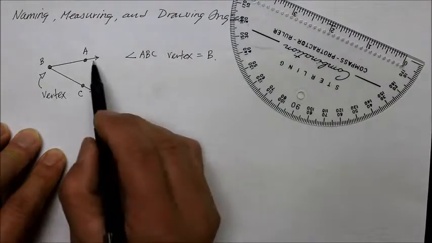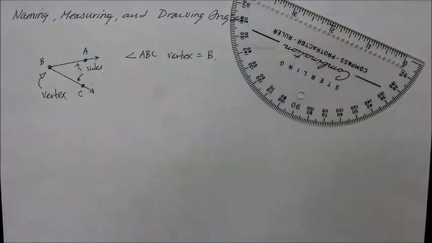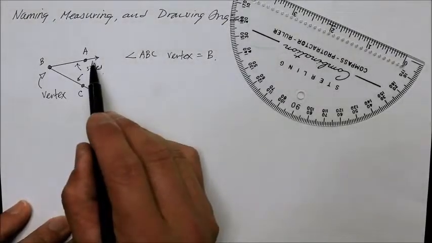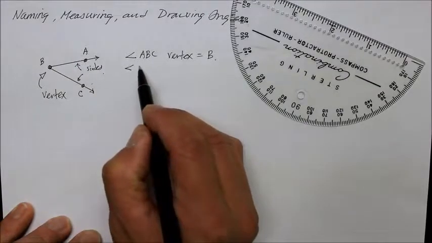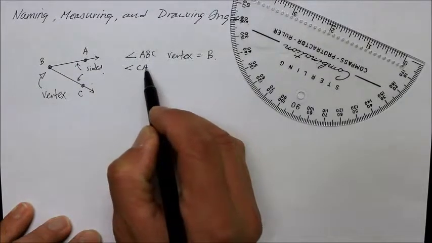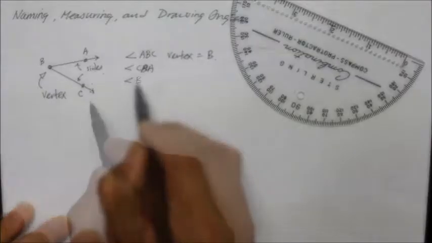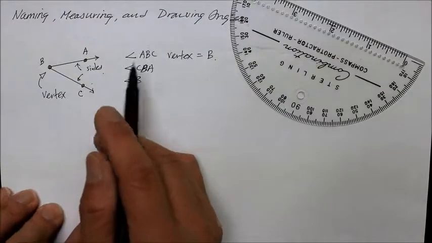And of course, when we have two rays that are connected at an endpoint called a vertex, then we have two different sides. And something interesting, the angle that is formed by the points A, B, and C can also be named CBA, or you could just simply say angle B. Now, how do you measure this angle? So let's talk about that.